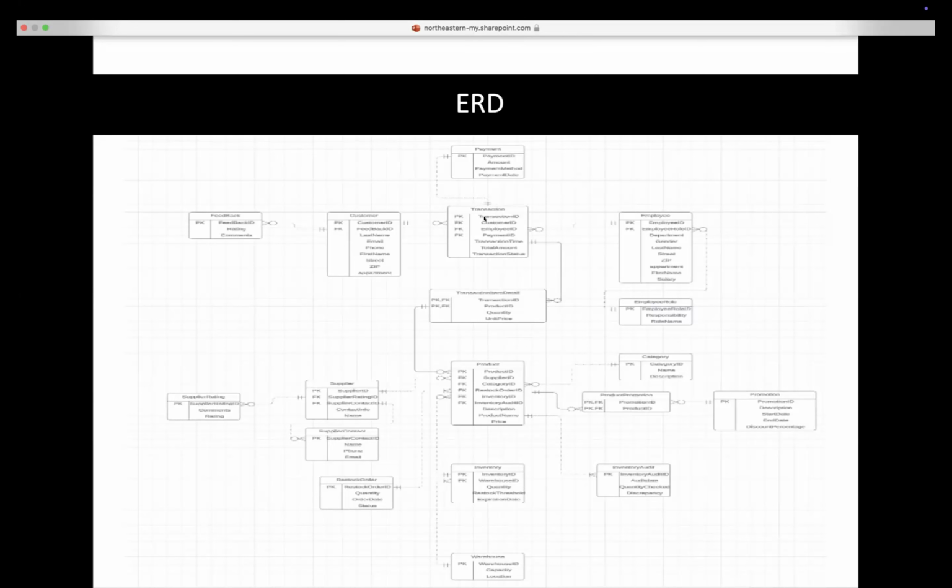And then we have the product table, which maintains product details such as category, price, and inventory status. Its relationship is connected to category via category ID for classification, and it is linked to inventory to track stock levels and availability. It is also associated with supplier through supplier ID for procurement tracking.